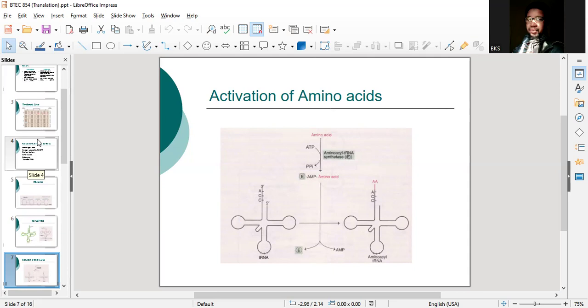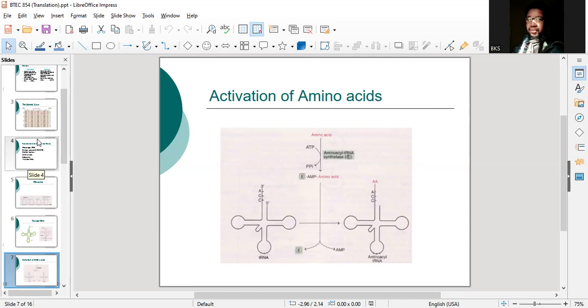So this reaction needs energy, just like we mentioned that energy in the form of ATP is used to catalyze some of the reactions. So this particular activation reaction is one of them. It's called charging, like charging the transfer RNA with specific amino acids. So this reaction is in two steps.